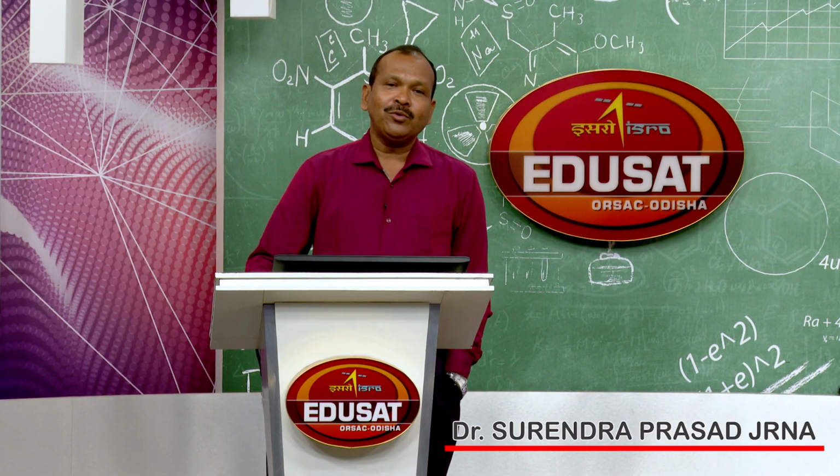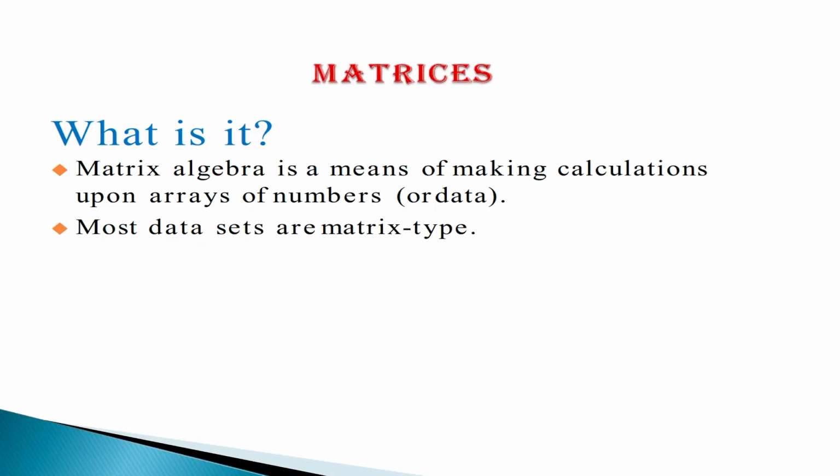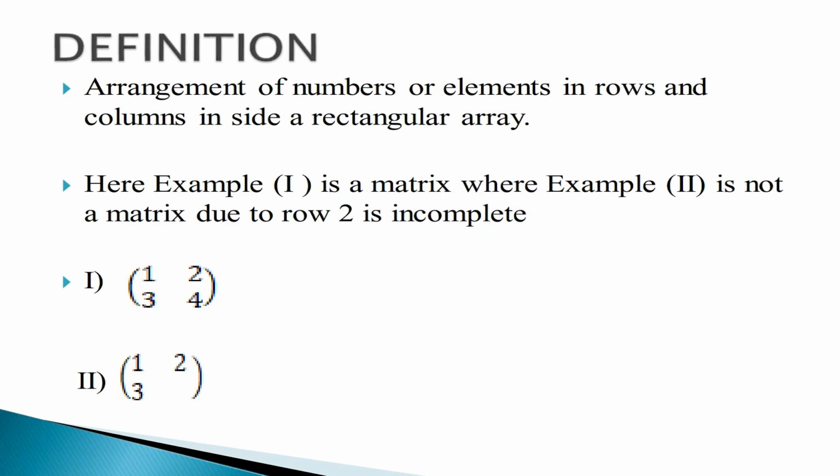Today we discuss matrices and determinants. What are matrices? Most of the data sets are matrix type. In daily life, in our household items or interior design, we use matrix types. The front elevation of a house is a matrix type. Next, the arrangement of numbers or elements.